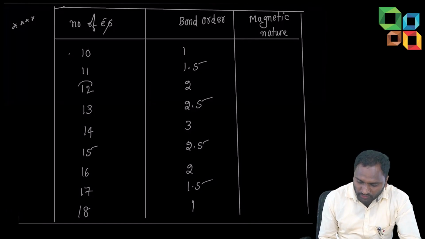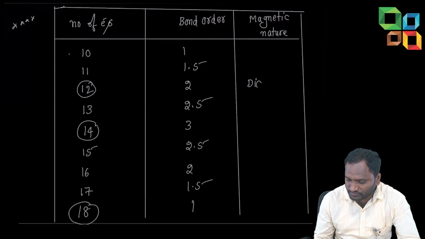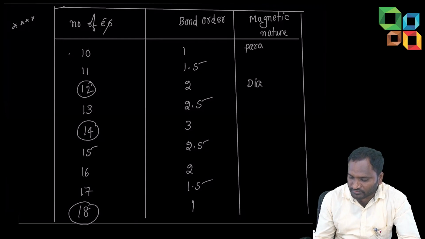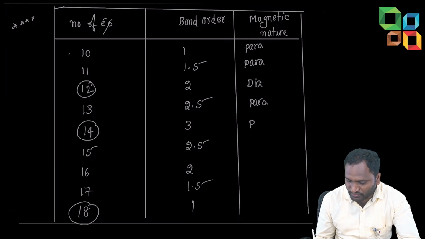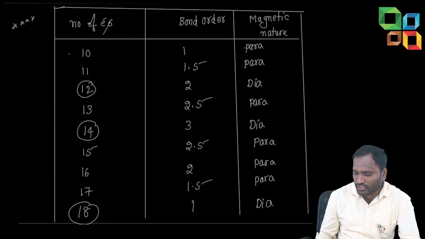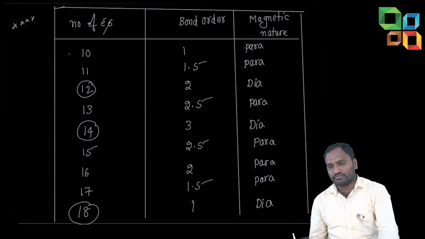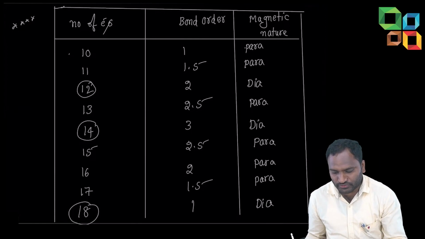Next, 12, 14, 18 electron systems are only diamagnetic. Rest all are paramagnetic. You can write magnetic nature also in a simple way. 14 electrons, no? It is diamagnetic. Nitrogen, for example. Para and dia: 12, 14, 18 electrons. You remember like this: 2 4s are 8, 2 4s are 8. Copy it, students.